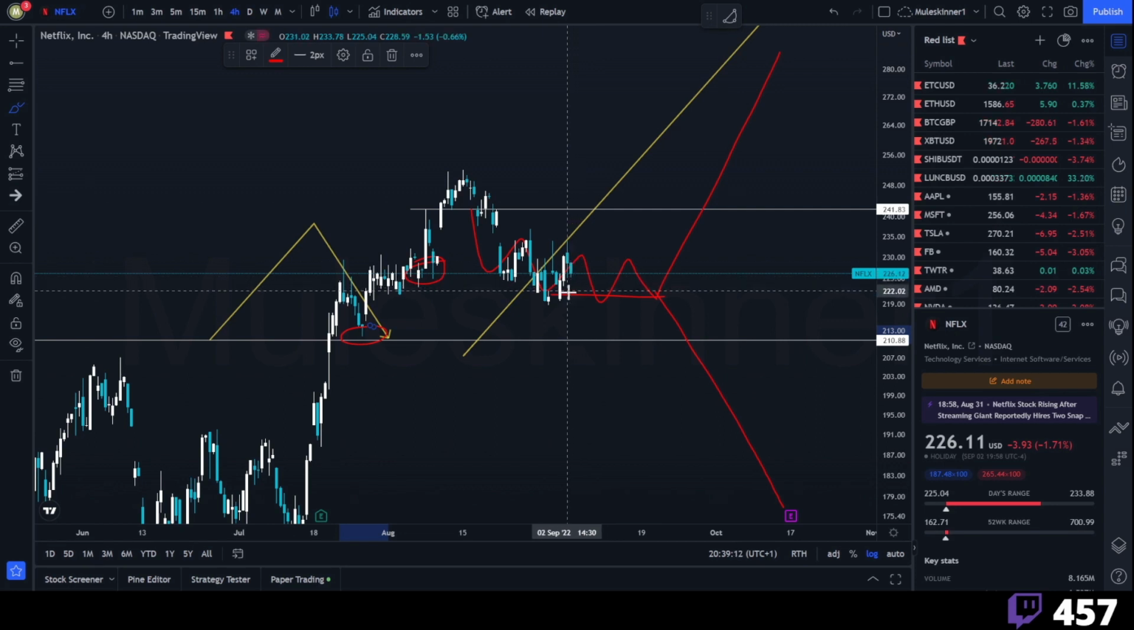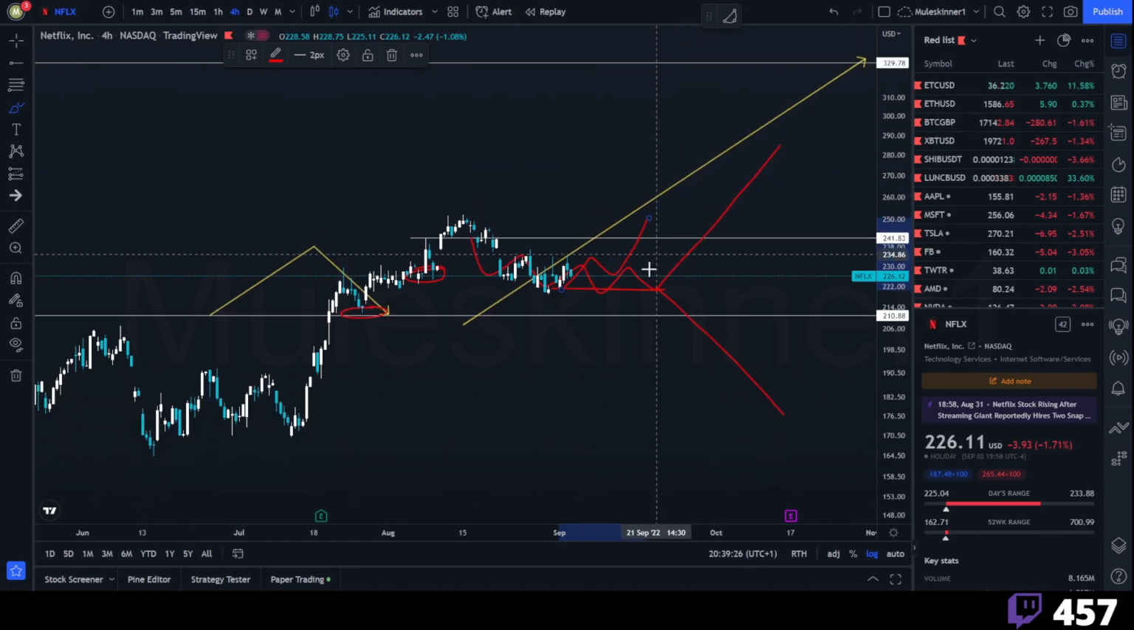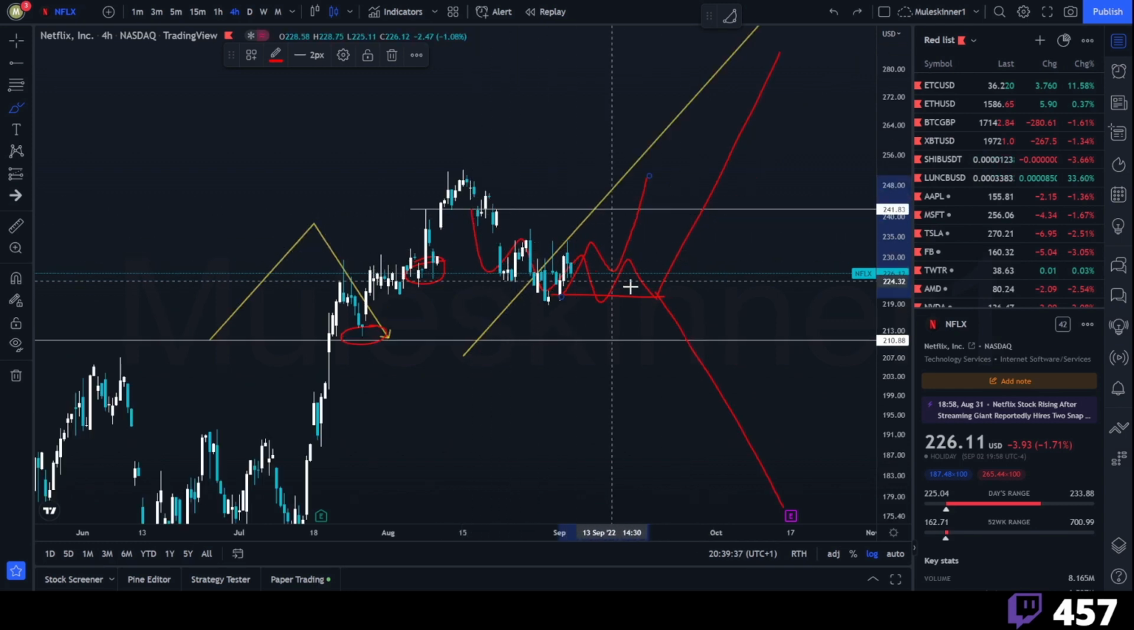Because all you're looking for, you're not necessarily looking for it to moon here. All you're looking for it to do is hold this level and for you to make at least a 4 risk to reward or 3 risk to reward trade. That's all you're looking for. You're not looking for it to go to 500. You're not looking for it to go to 300. All you're looking for is that 3 to 4 risk to reward trade. That is the reason why you're doing it this way.